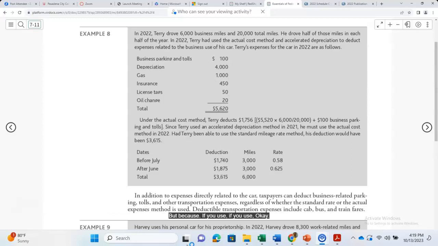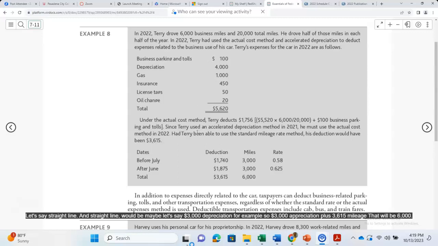Make sense? But if he used the straight line method, let's say straight line depreciation would be, for example, $3,000. So $3,000 depreciation plus the 3,615 mileage, that will be 6,615, and you multiply that with the ratio, plus the $100 business parking, which is 100% tax deductible anyway.